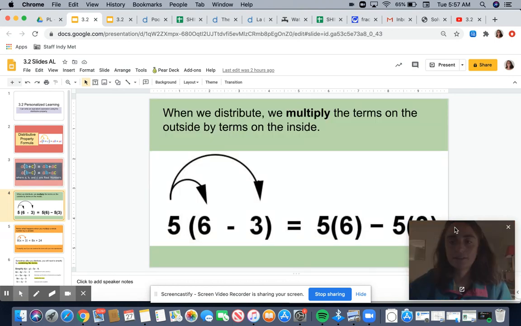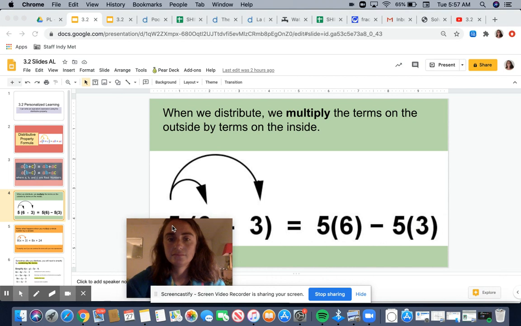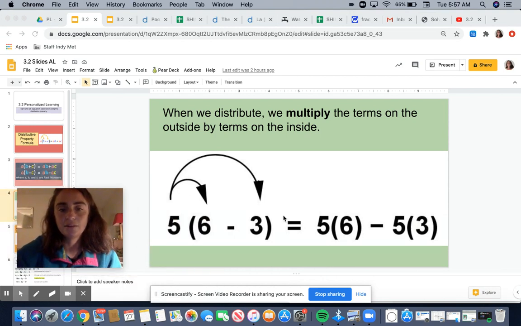Here it is represented with numbers. So when we have 5 on the outside and 6 minus 3 on the inside, you could simplify first and do 6 minus 3. But if you wanted to represent it with the distributive property, or if you wanted to split up the work, you would simply do 5 times 6 and 5 times 3.